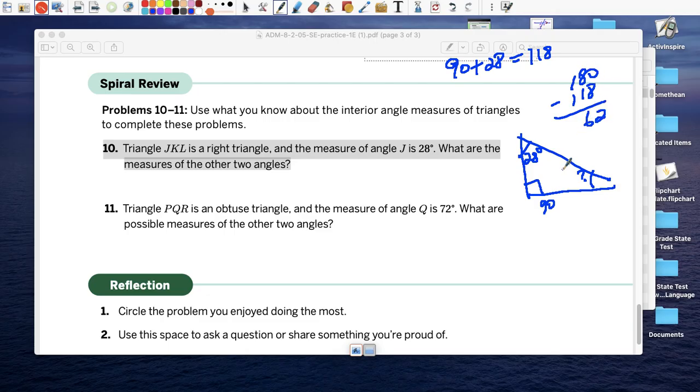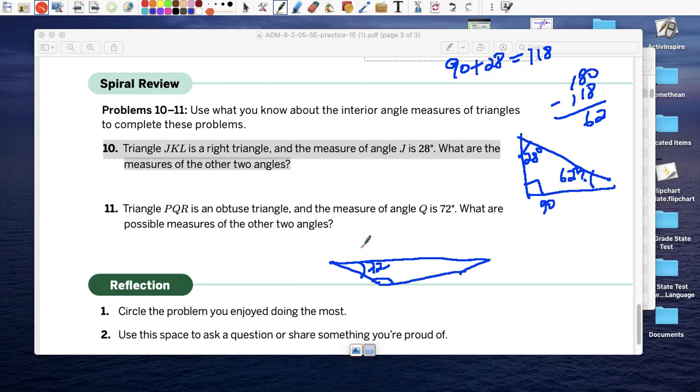So this triangle is 62 degrees. Obtuse triangle. Triangle that looks like this. This angle right here is greater than 90 degrees. So this is 72. Remember, this obtuse angle, one of the angles has to be greater than 90.